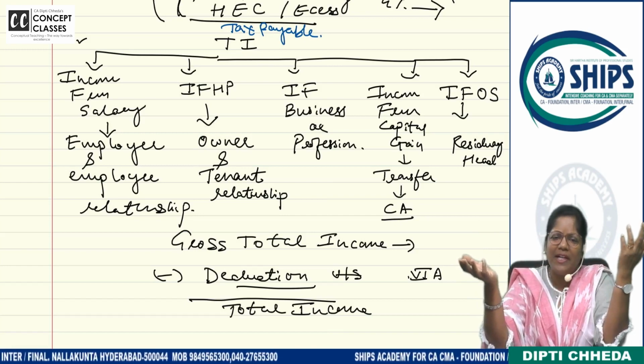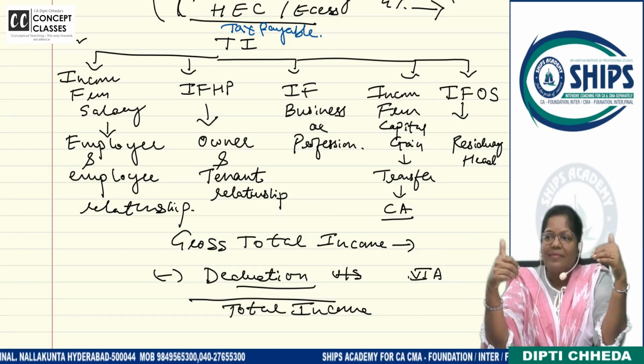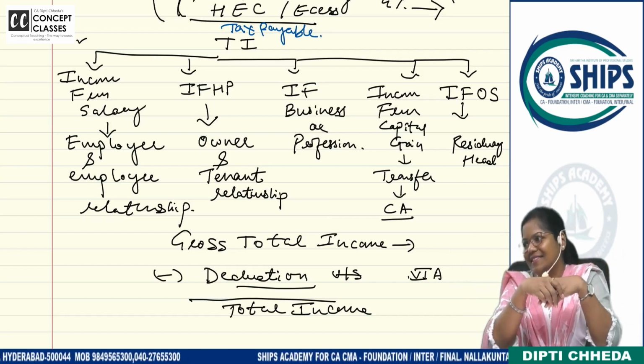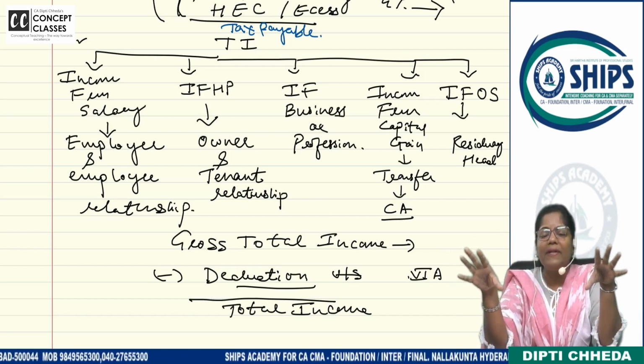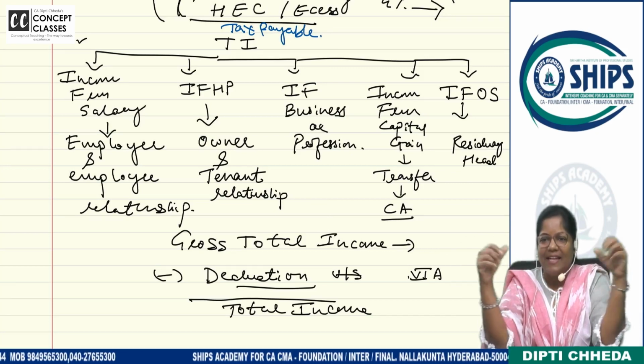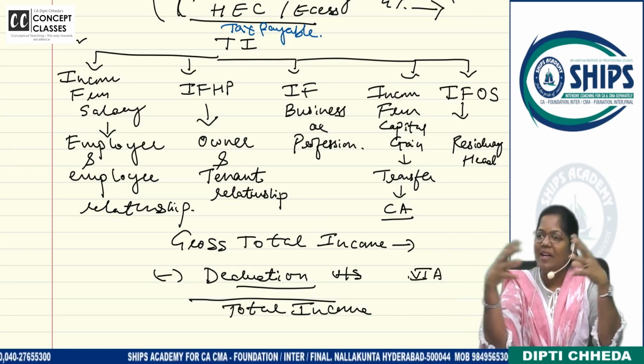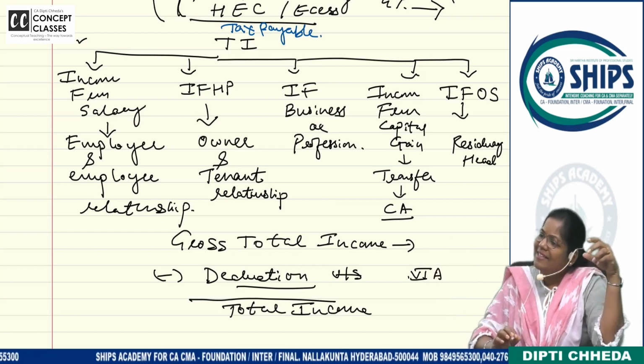Fourth is what? Income from when you transfer a capital asset. Yes, these are all separately asked for 8 marks. And then a combined problem is there for 15 marks, which will cover all this. And the last head is what?